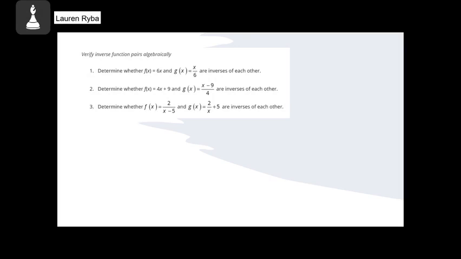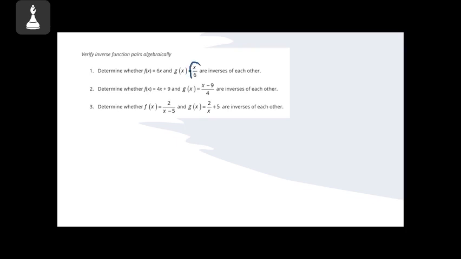Problem 1 says our first function is 6x, and the second function is x over 6. And we want to know, are these inverses of each other? So you only have to do one or the other. You don't have to do both, but I am going to show you both just so that you can see.